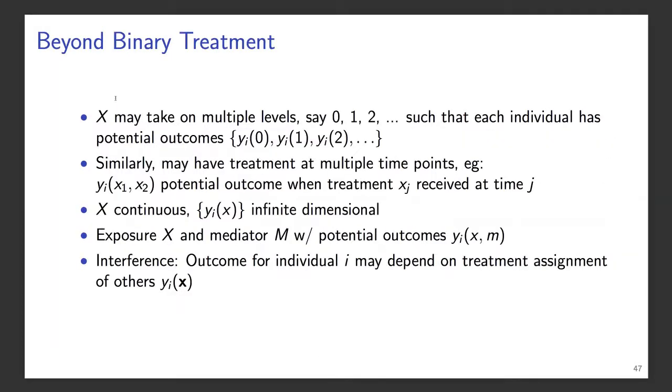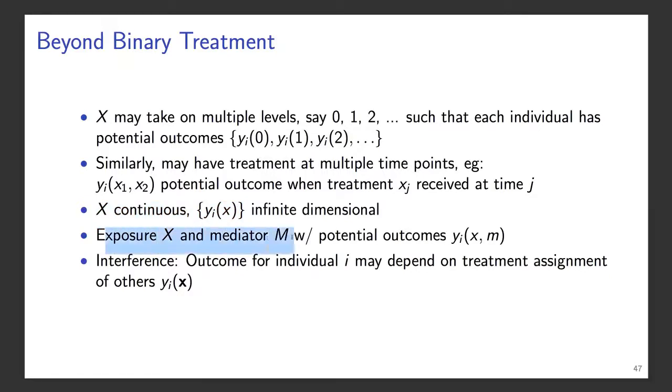Other sort of extensions or directions: we've been talking about X as a binary covariate. You may be in a situation that has multiple levels, in which case for each person we would envisage multiple potential outcomes. We may have treatment varying over time, as in that Cox model example I gave earlier, in which case we would index the potential outcomes by the vector of treatment over time. If X is continuous, then we would think of individuals as having an infinite number of potential outcomes.